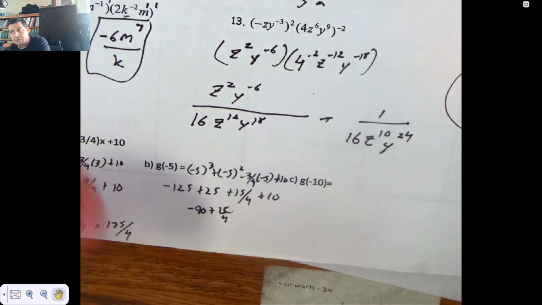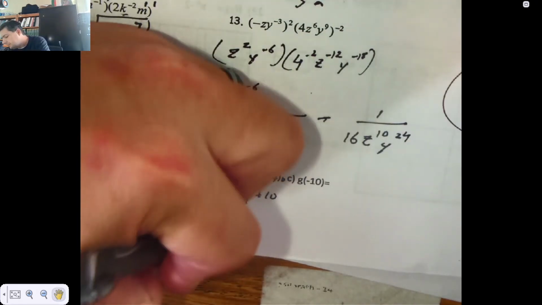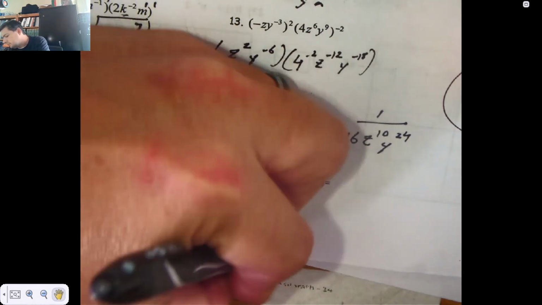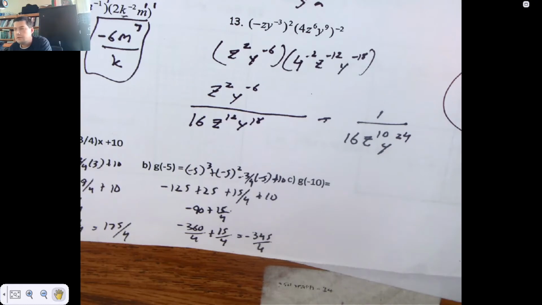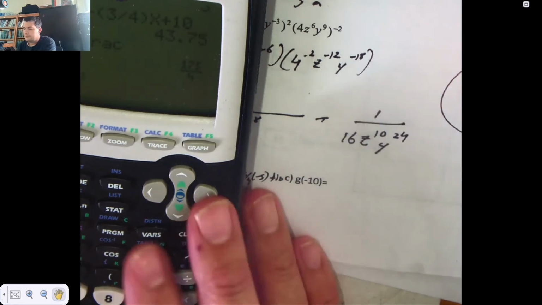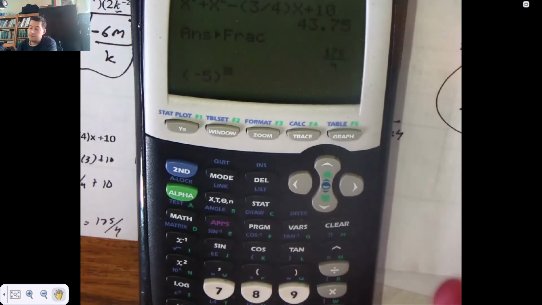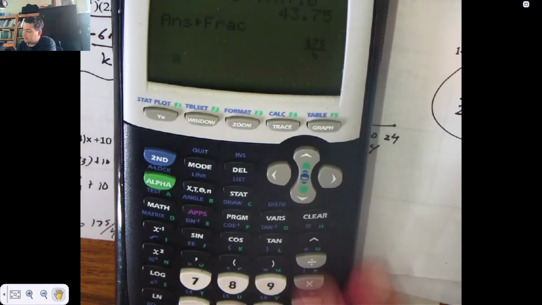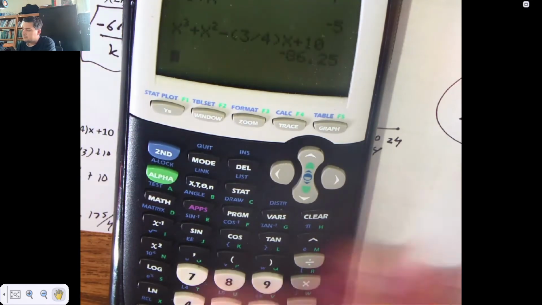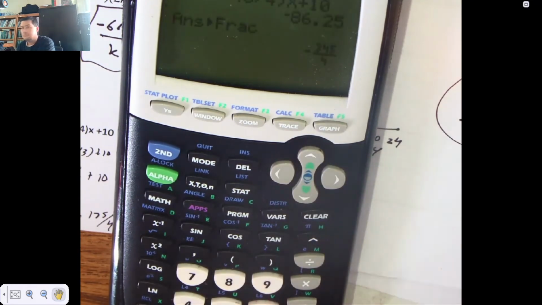And -90 as quarters is going to be -360 quarters, which is going to be -345 quarters. Please don't put decimals here. Please don't do that. No. Just no. Can't stand decimals. Whoops, I don't even know why I'm doing that. I should be using the storage feature. That was taking a -5 and storing it to x. There we go.